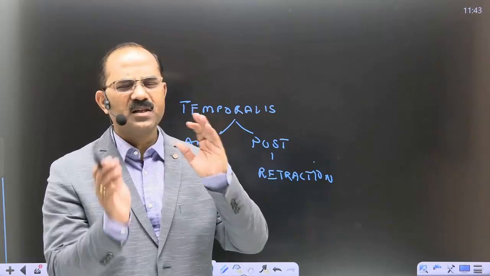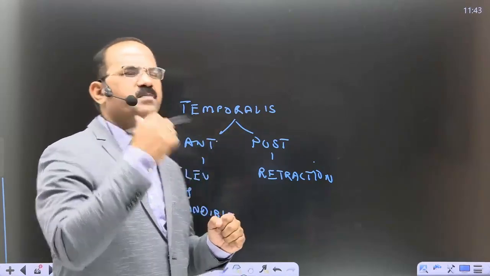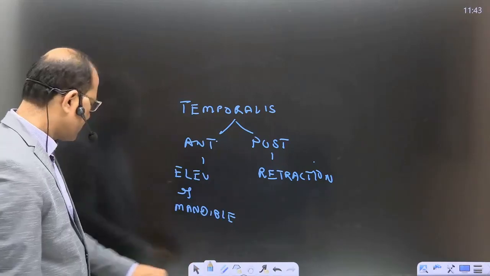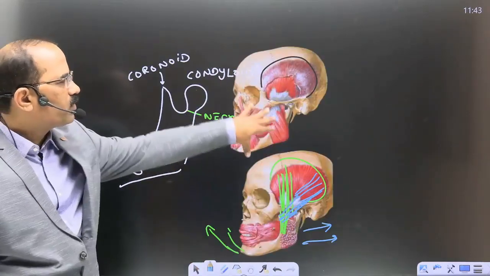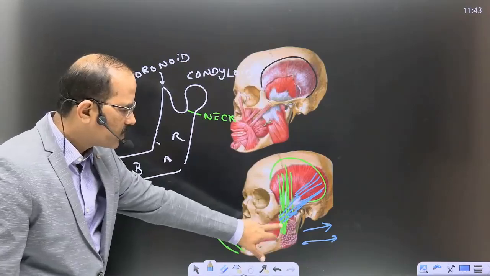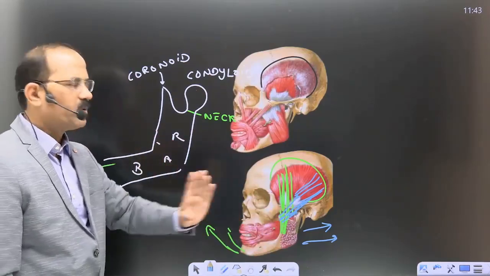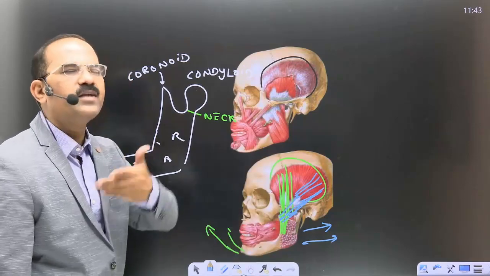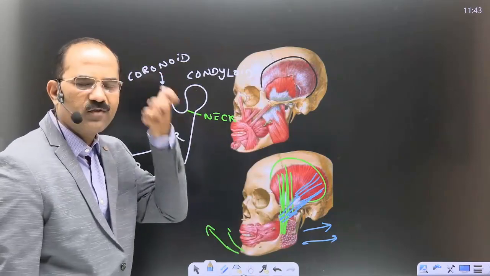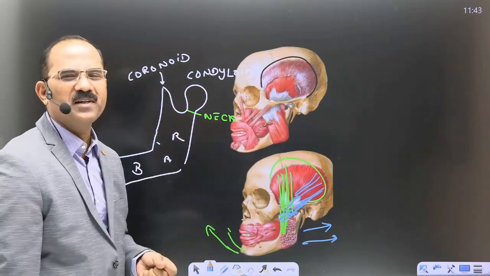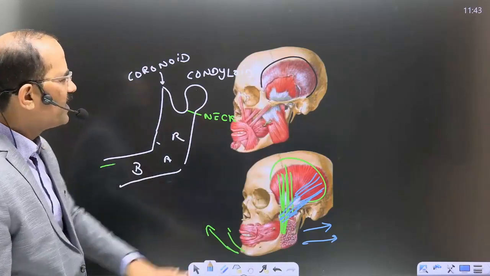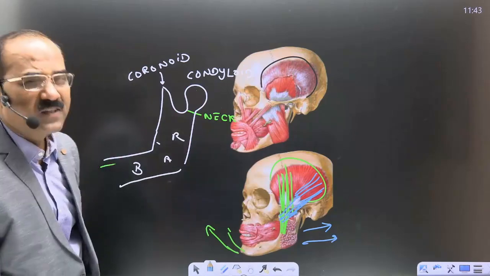So we're discussing the muscles of mastication. The first muscle that we've discussed is the temporalis. Begins from the temporal fossa, gets inserted into the coronoid process and the ramus of the mandible. The vertical fibers or the anterior fibers, they do elevation. The posterior fibers, they do retraction of mandible. Perfect. Very good. Now, coming to the next muscle.